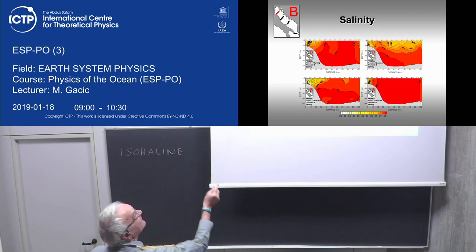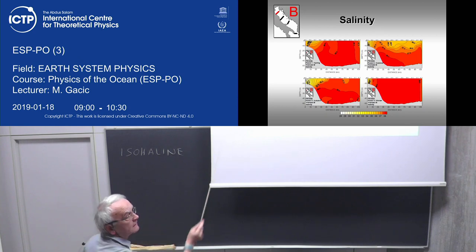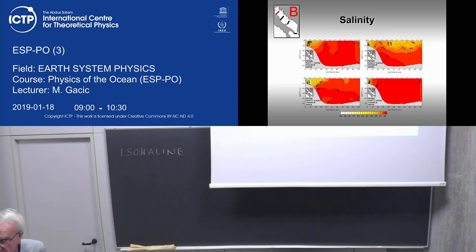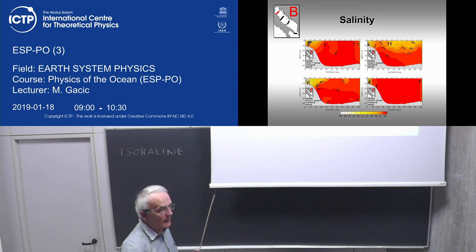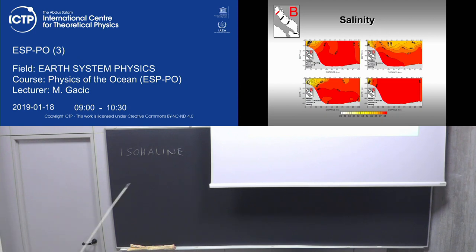So that means that once this fresh water exits from here, it turns right and flows along the coast here. It turns right because of the rotation of the Earth. We'll be seeing later on how the Coriolis force, how the rotation, influences the circulation in general.